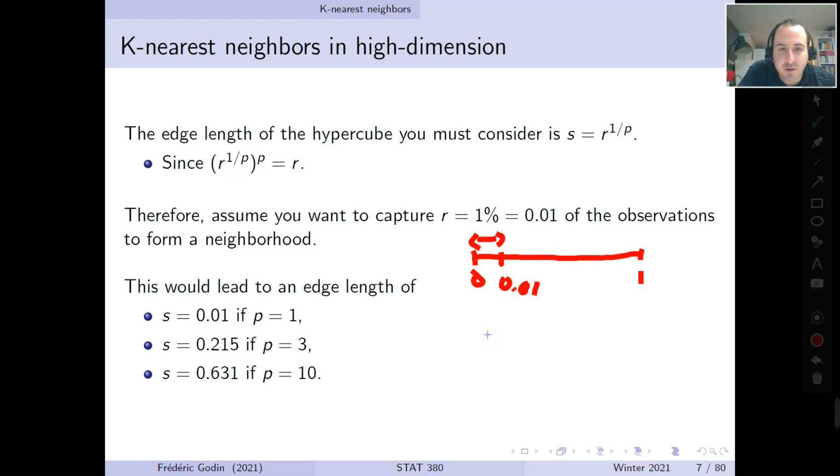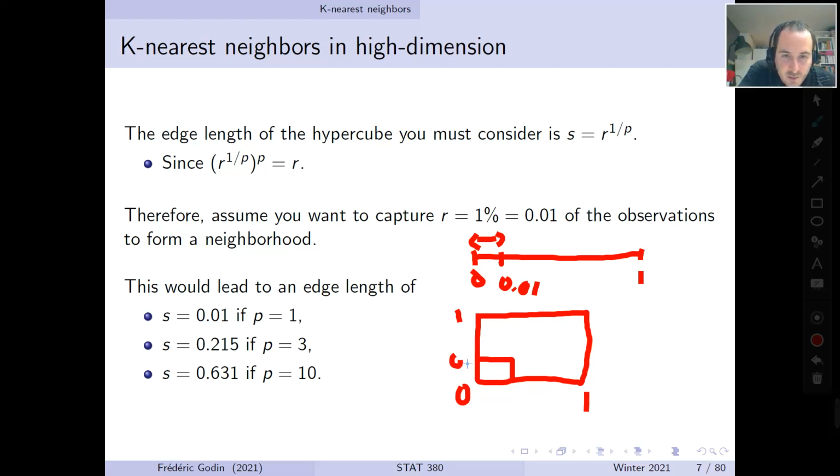Now if p is equal to 2, what happens then? If you want to cover 1% of the area, then you'll need to find the square. But here the side of the square will not be 0.01 anymore, it will be 0.1. Because 0.1 times 0.1, the total area would be 1%. So 1 over 100, which is 1% of the entire area.